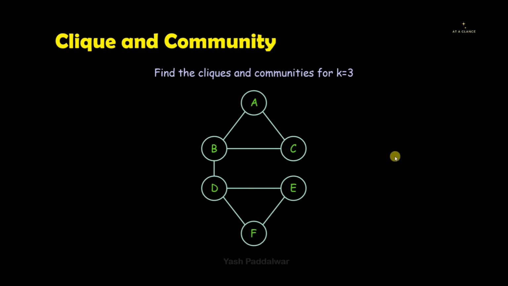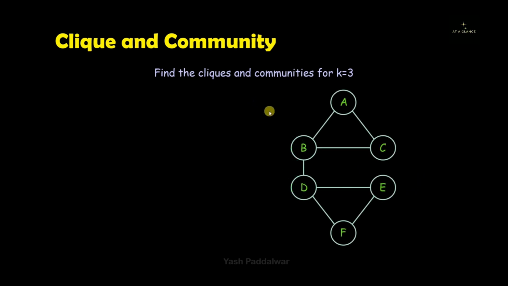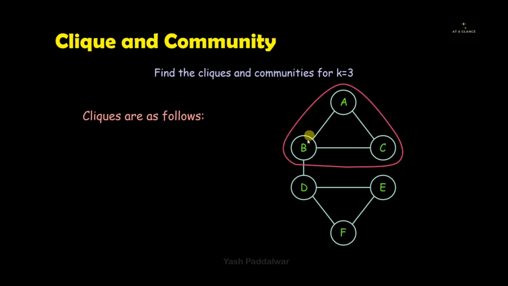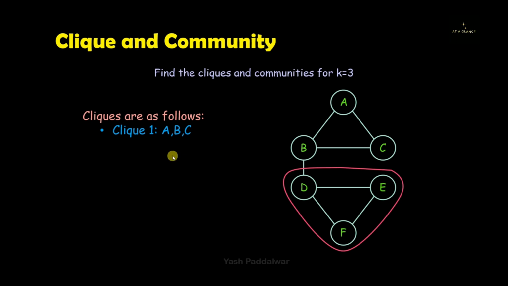Now if we are supposed to find out the cliques and communities for k equals to 3, first we'll have to find out all the cliques for this particular graph. So here you can clearly see that we can have only 2 cliques over here for k equals to 3. First clique is A, B and C. So let's write it. So clique 1 is A, B and C, and next clique we can have is of the nodes D, E and F. So let's highlight it and let's write it. So clique 2 will be of the nodes D, E and F. So these are the only 2 cliques that we can have for k equals to 3.